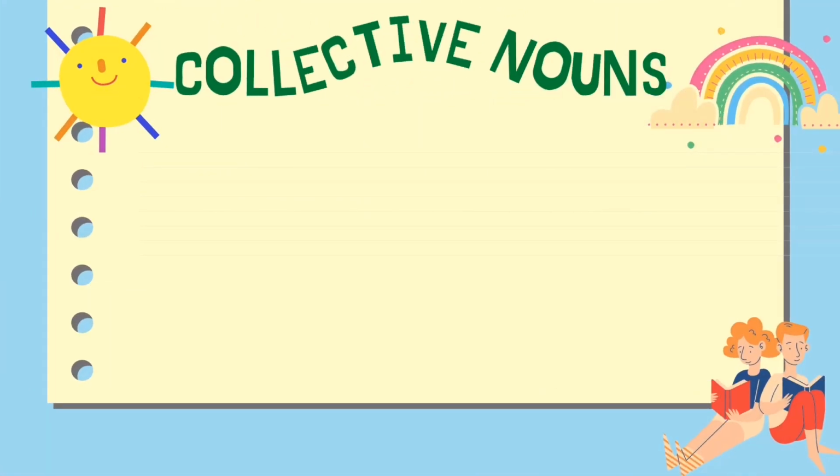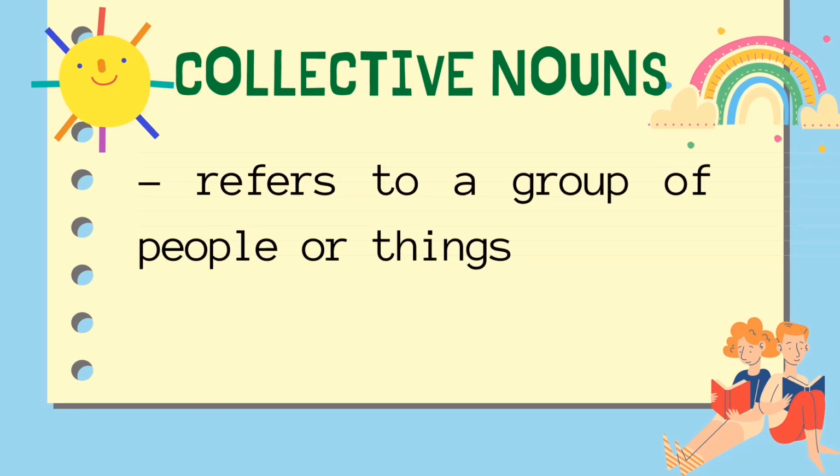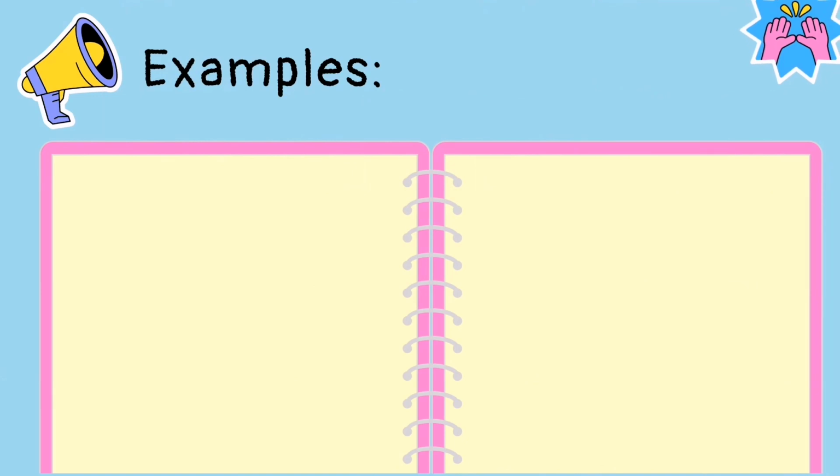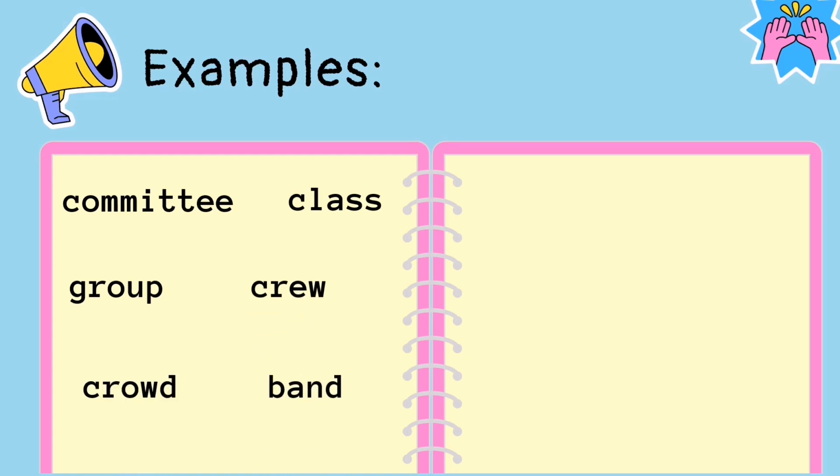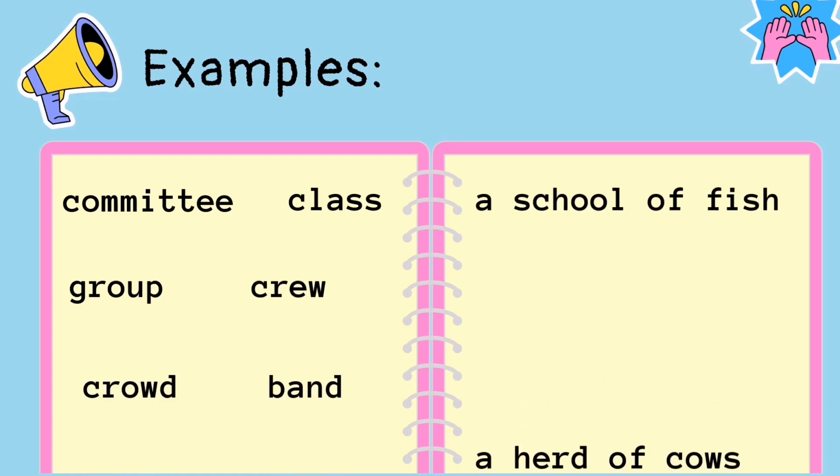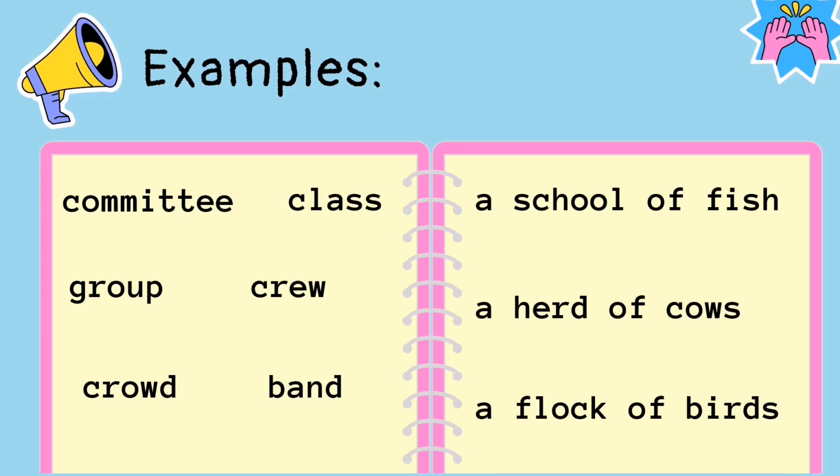Lastly, we have the collective nouns. Collective nouns refer to a group of people or things. Examples of collective nouns are committee, class, group, crew, crowd, band, a school of fish, a herd of cows, and a flock of birds.